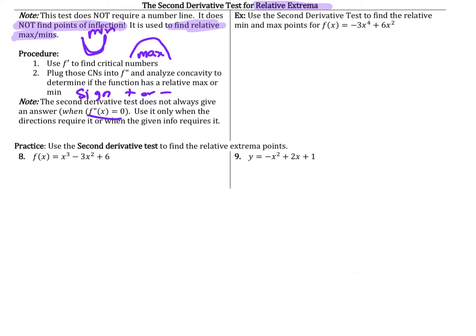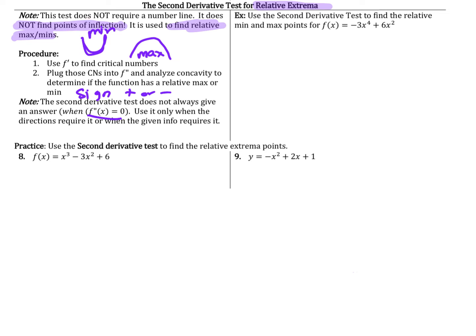So remember, we can only use this test if the second derivative is positive or negative. If the second derivative happens to be 0, then we're going to have to use something else to determine our relative extrema. So let's look at an example. Use the second derivative test to find the relative extrema.